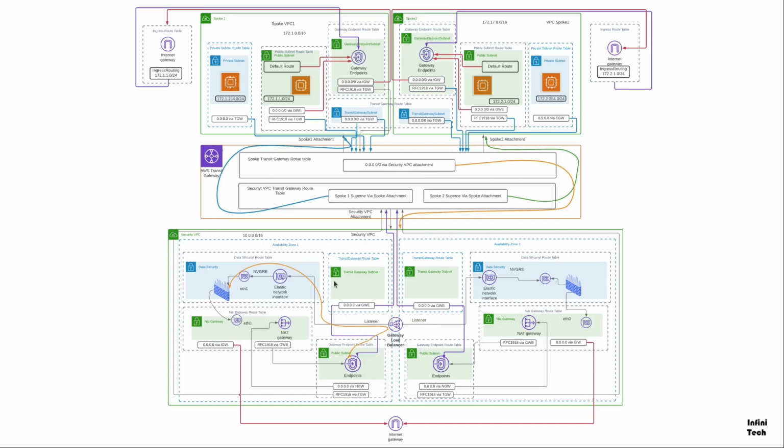The key point to keep in mind about routing is that it is a hop-by-hop decision. Every hop decides where to forward the packet. This is done by utilizing the routing tables. Our goal is to inspect traffic between spoke VPCs utilizing a next-generation firewall.